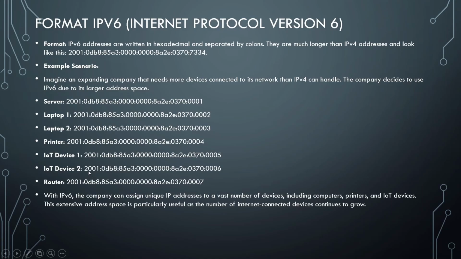So that is the reason most of the devices are connected in a large environment. Here you can see a server is connected, laptop 1, laptop 2, along with the printer, IoT devices, and a router also. This extensive address space is crucial as the number of internet-connected devices continues to grow. So if you have a large number of devices connected to a router, then IP version 6 is best to use.